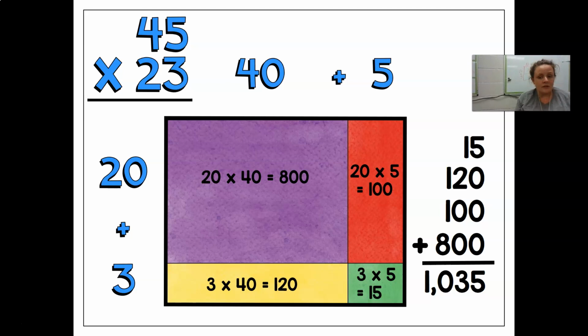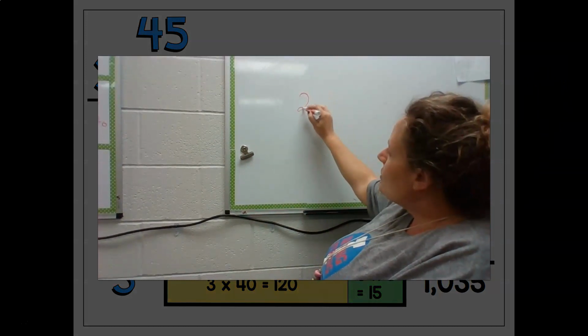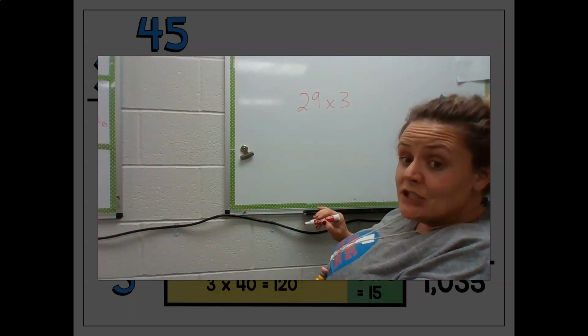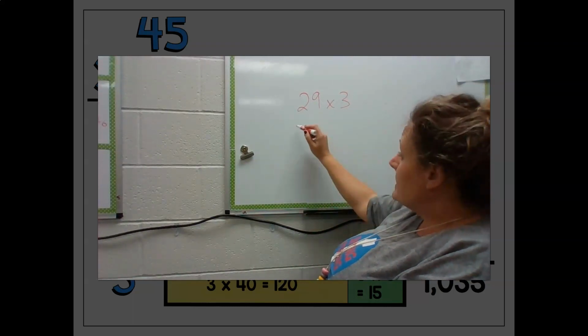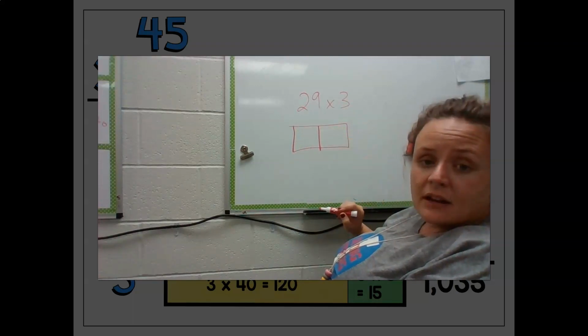It's actually how I learned to do bigger problems in my brain. Now, let's say it wasn't a 2-digit by 2-digit. Let's say that instead it was 29 times 3. In this case, I don't need 4 smaller boxes. I just need 2 smaller boxes, but I can still use the area model.